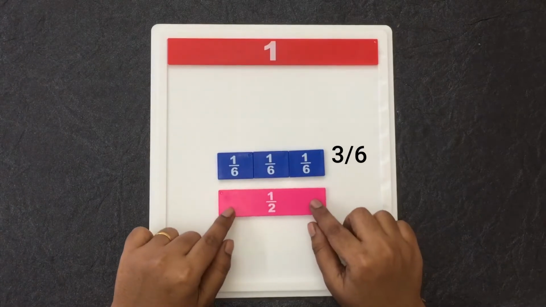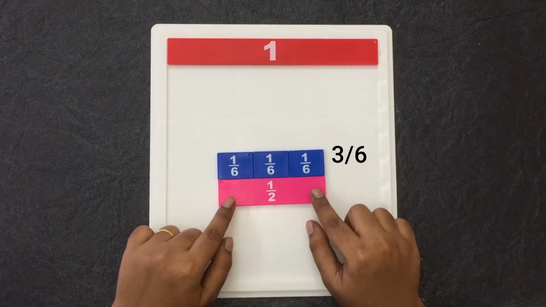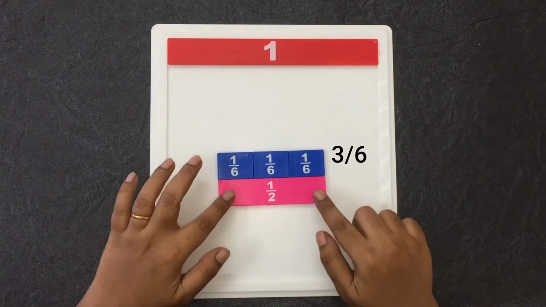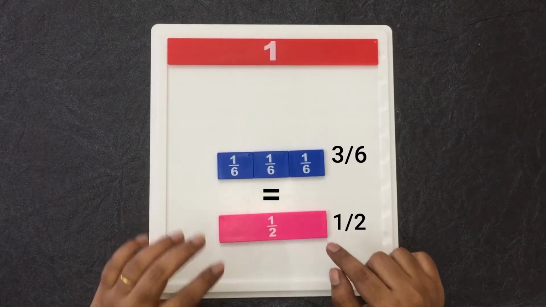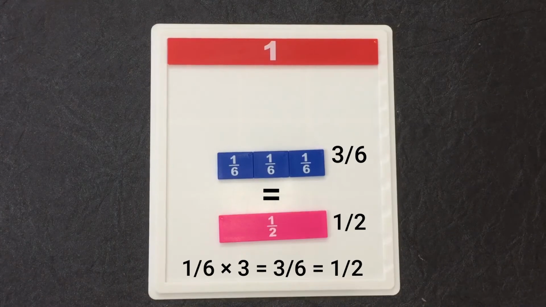Let's find an equivalent fraction to it. Yes, as we can see that the equivalent fraction to 3/6 is 1/2 or half. Thus, the product of 1/6 to 3 is 3/6 or half.